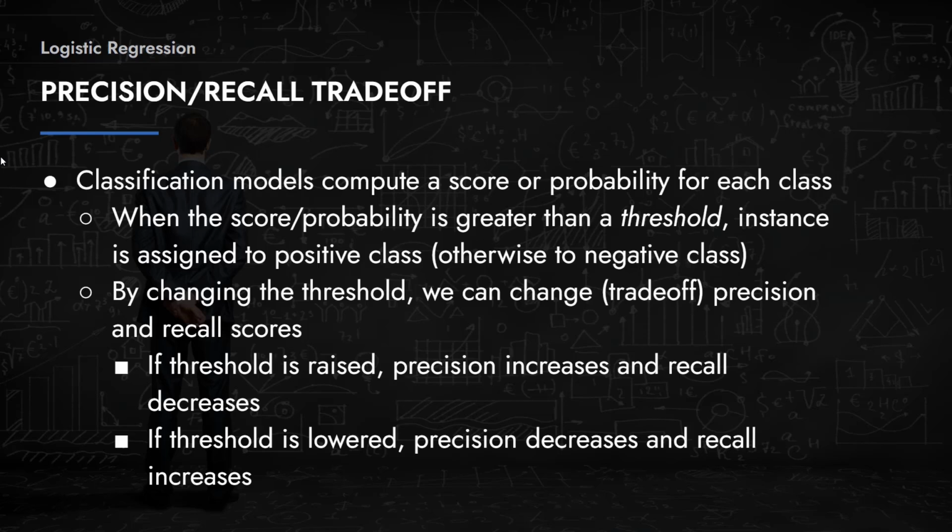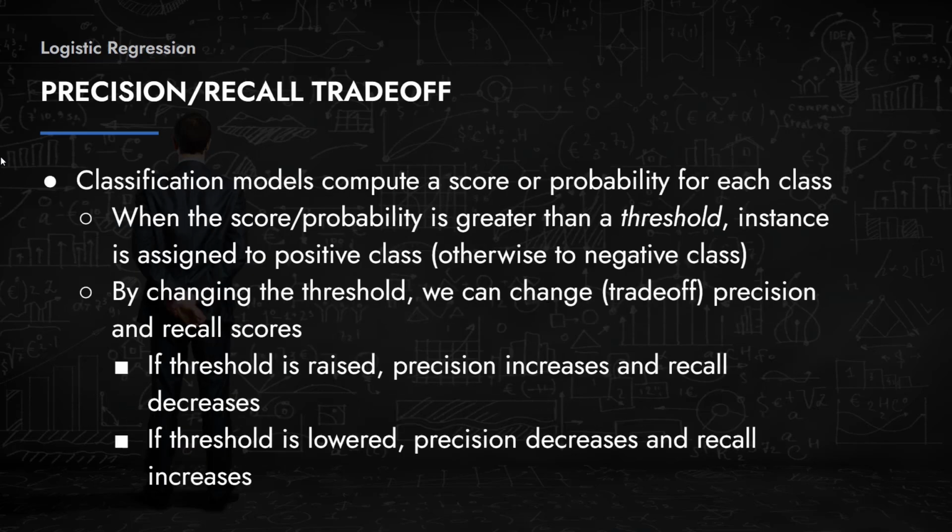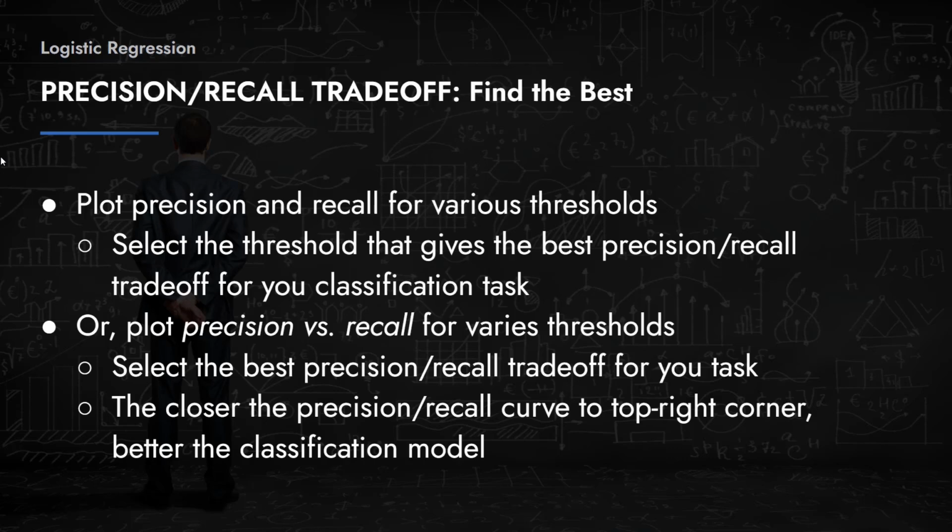This trade-off goes hand in hand with the two examples that I gave, for you to understand the importance of what's going on here, so you can really understand the difference between the different classification problems and know how to approach solving them. To find the best, you can plot the precision versus the recall for various thresholds. You can fit the model using various thresholds, plot the precision and recall, and then select the threshold that gives the best precision recall trade-off for your classification task.